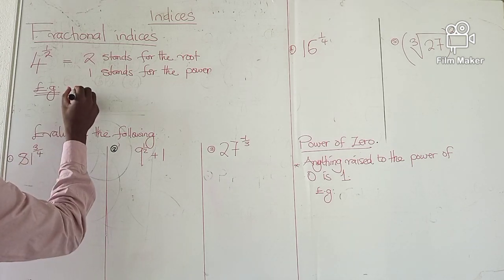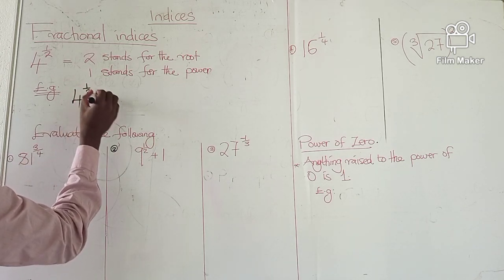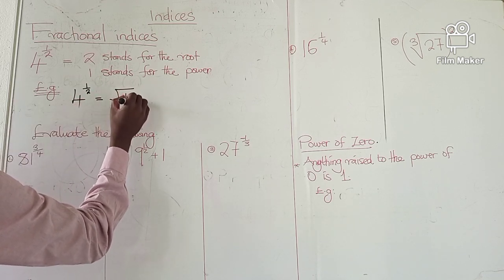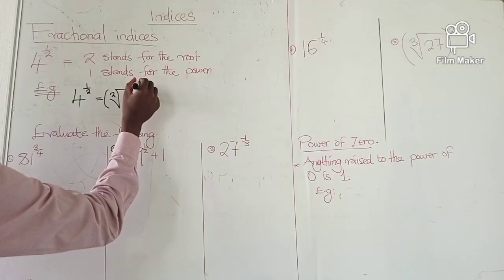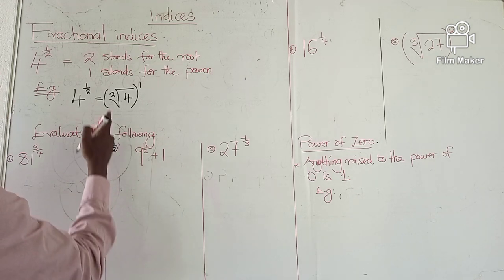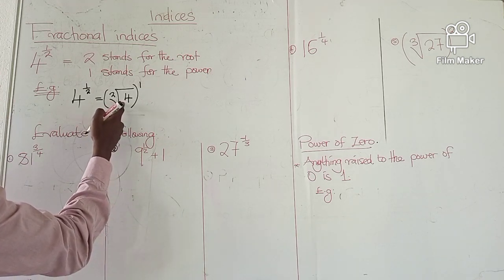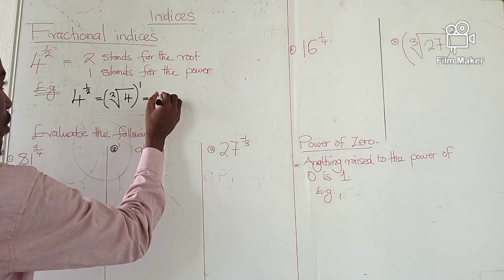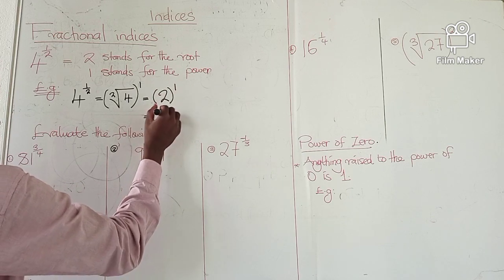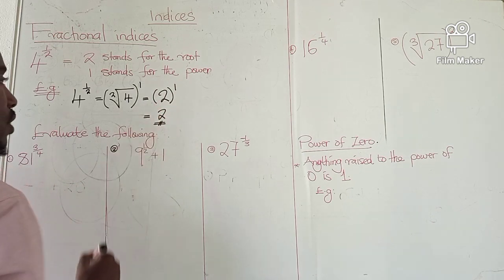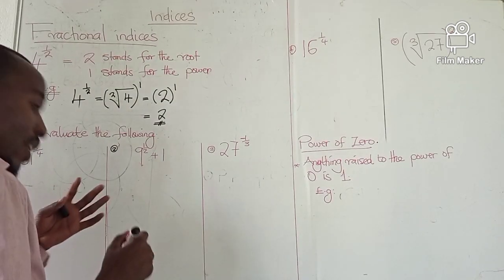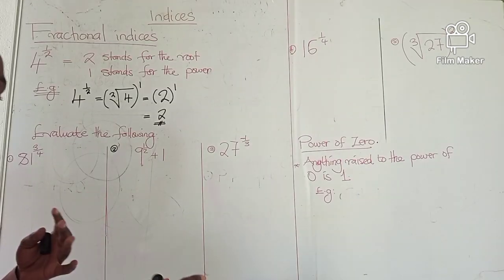Now, let's say 4 to the power 1 over 2. So this will be equal to, you look for the number such that when you multiply it by itself twice, it will give you 4. So here what they're asking you is to find the square root of 4. And the square root of 4 is 2, to the power of 1. So 2 to the power of 1 simply means 2. So what you should know is that if a number is raised to a fraction, the numerator is the power and the denominator is the root.